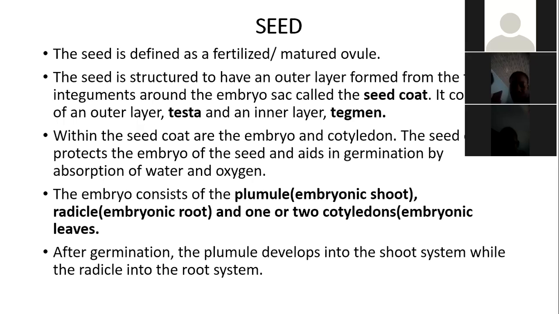Now, within the seed coat is an embryo and a cotyledon. So these two structures are found inside the seed coat. It's like you buy a biscuit. The wrapper around the biscuit is the seed coat. Then what is inside the wrapper? The biscuit itself. Over here it is the embryo and the cotyledon.